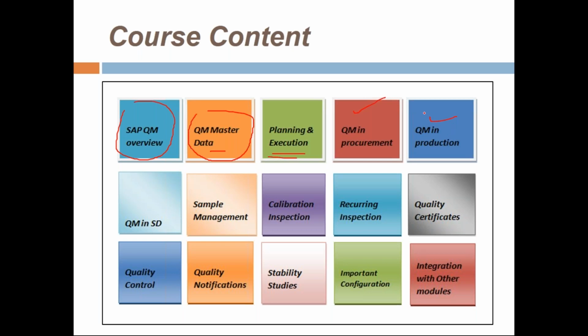Okay, how the quality management works in production. Then QM in SD, sales and distribution. Then we will see sample management. Then calibration inspection, QM in PM, plant maintenance. That calibration, test equipment management we will discuss. Then recurring inspection, nothing but retesting.